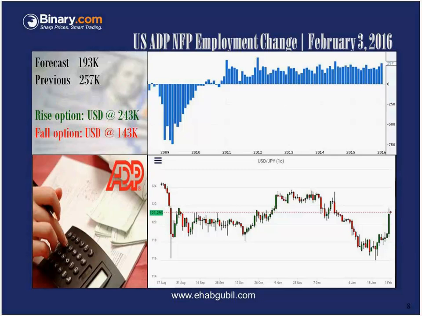If the deviation number is hit, the market probably will have good volatility, and it will be our chance to make our option trade. And this will change market perception for the non-farm payroll release on Friday. So we will be looking for a deviation of 50,000.